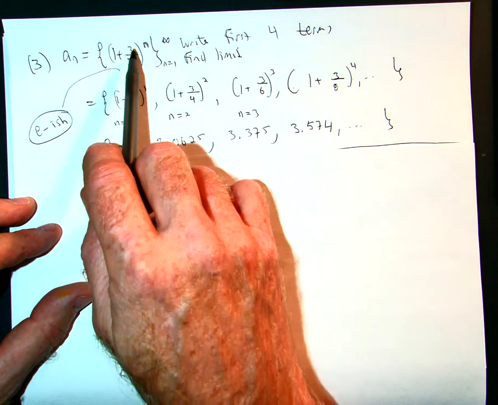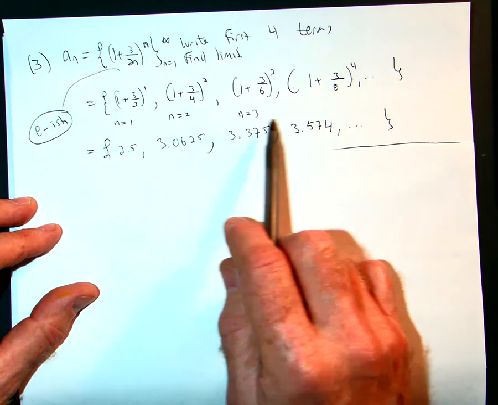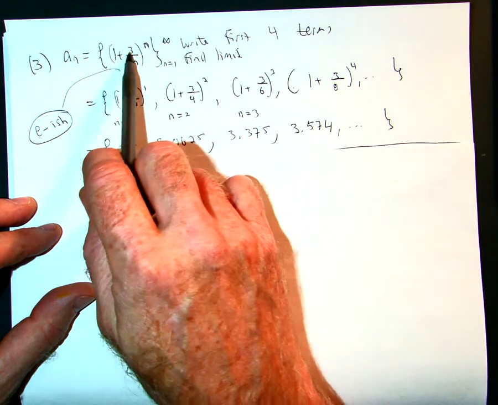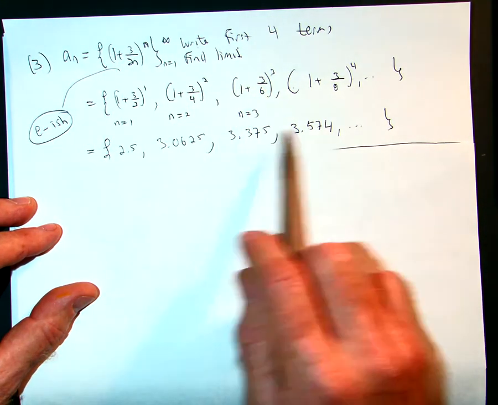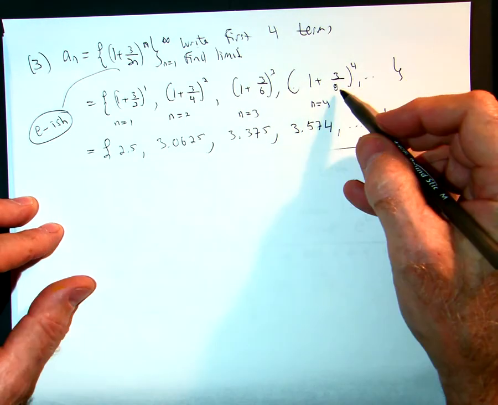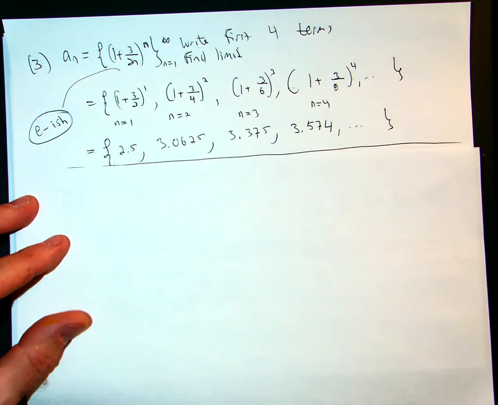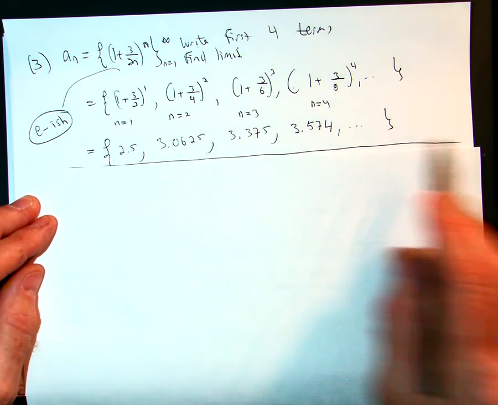N equals 1, I get 1 over 3. N equals 2, I get 3 over 4 squared. N equals 3, I get 1 over 3 over 2 times 3 is 6 cubed. N equals 4, I get 1 plus 3/8 to the fourth. And then I just took my calculator out and found the decimal representations here.